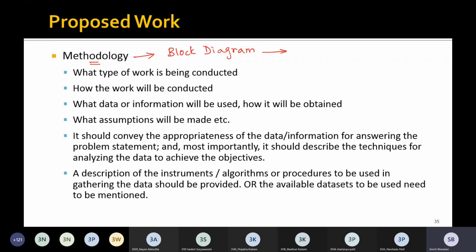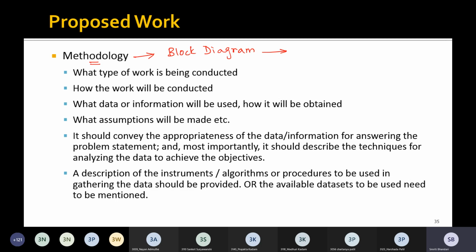So if I am writing the objective as to pre-process the videos, then how I am going to pre-process the videos, how I am going to extract the keyframes, how I am going to locate the mouth region, what are the algorithms I am going to use, everything needs to be mentioned in the methodology. In the second step, what I have mentioned under objective is to learn the sequential information from the extracted keyframe features using CNN and LSTM.